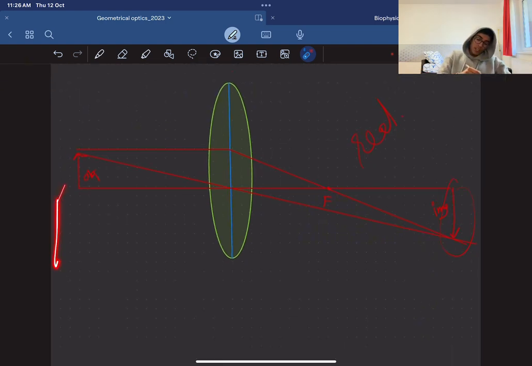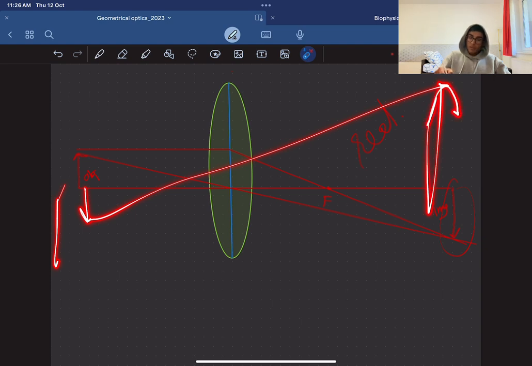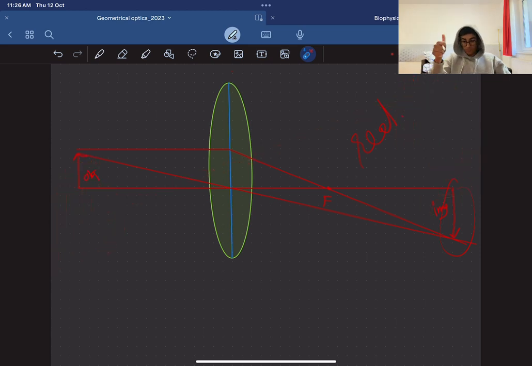If the object was upside down on the principal axis, the image would be formed straight. But compared to the object, the image is still upside down. That's a real image.